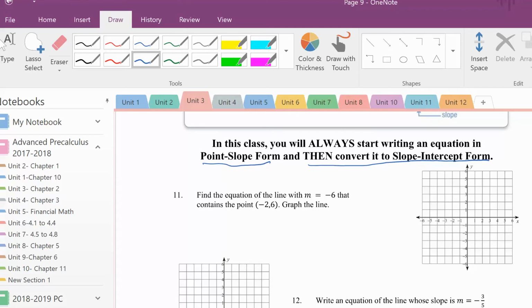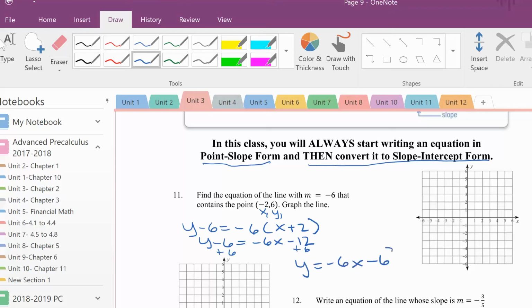So if it says in number 11, find the equation of a line with the slope equals -6, and it contains the point (-2, 6). Well, remember, first you put it in point-slope form. So here's our x1 and y1. So it's y minus 6 equals -6 times x minus a -2, so plus 2. And then if you want to put it in slope-intercept form, you distribute the -6, and then you add 6. So it's y equals -6x minus 6.